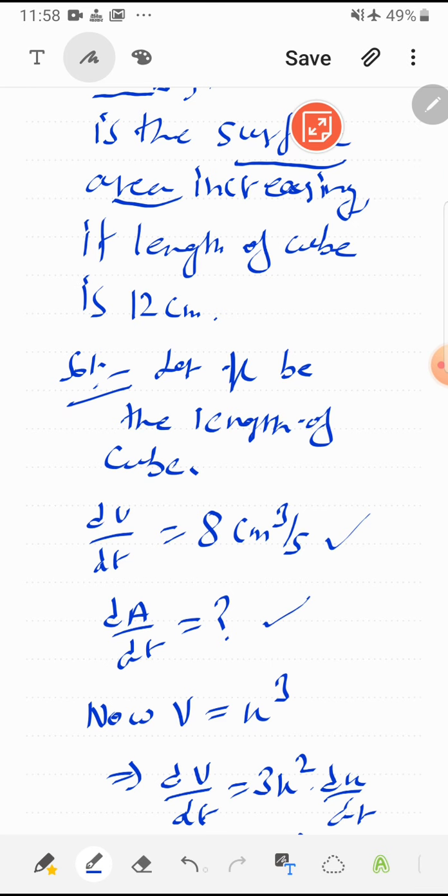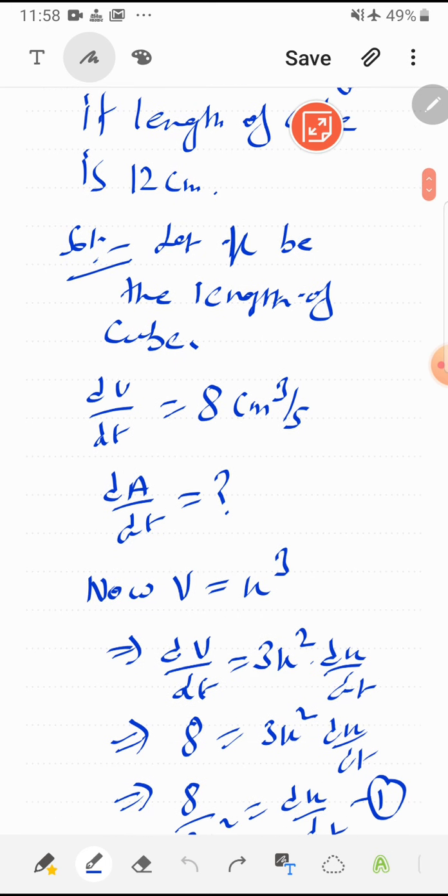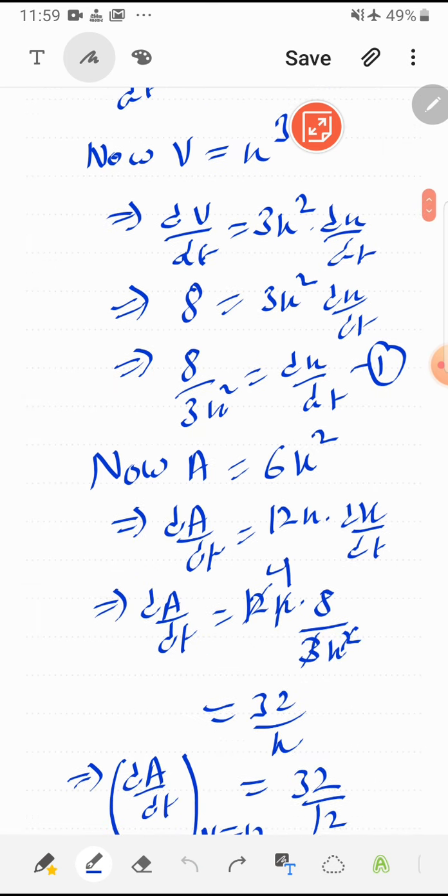Now V is equal to x cube. So differentiating with respect to t, dv by dt is equal to 3x square into dx by dt. Remember this, we are differentiating with respect to t, so dx by dt should be there. Now putting the value of dv by dt, which is 8, we obtain the value of dx by dt. No need to put x as 12 here, because we will represent dx by dt in terms of x, and then we will use this value in dA by dt to find the rate of change of area.